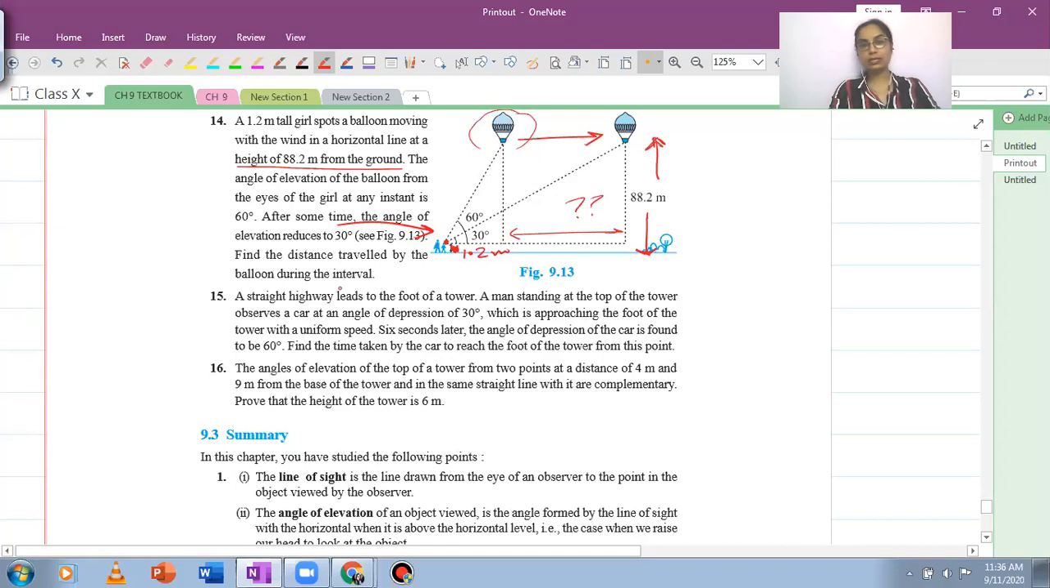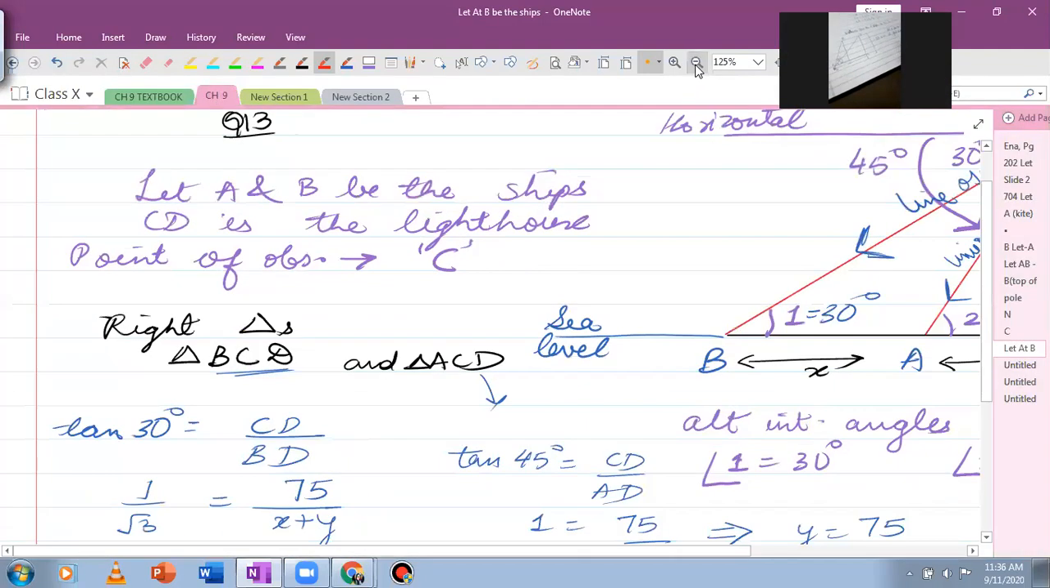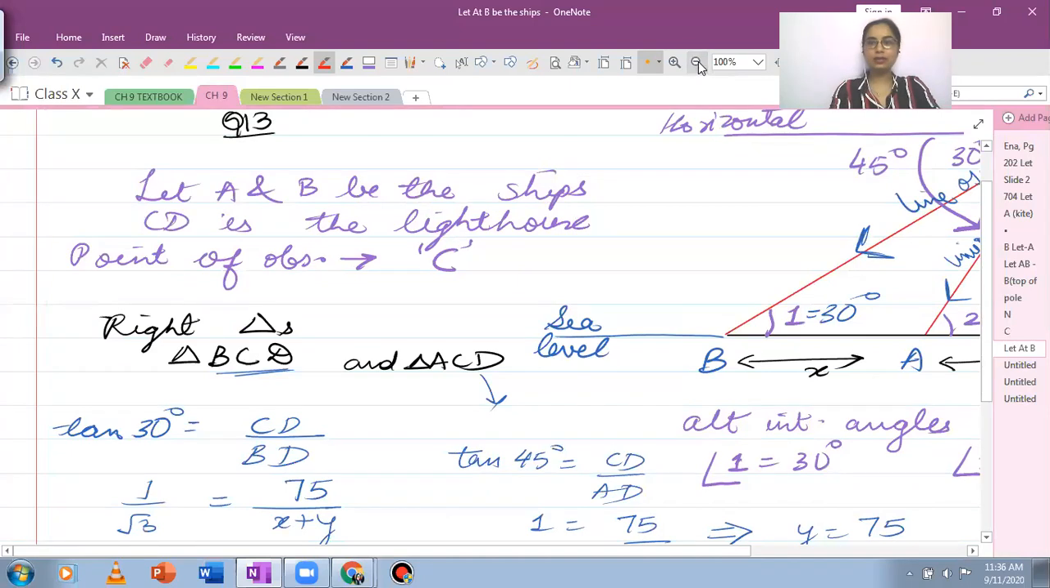Is the question clear? Yes, ma'am. Sahaj has done very good.